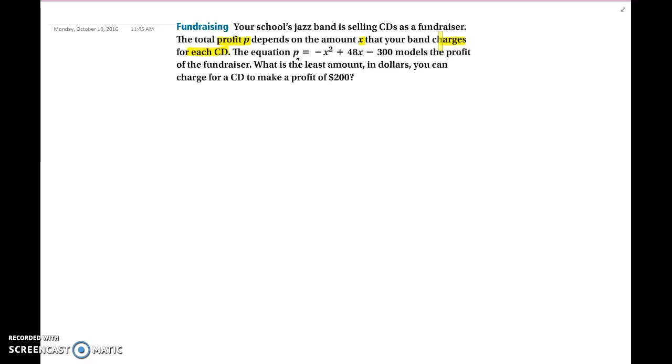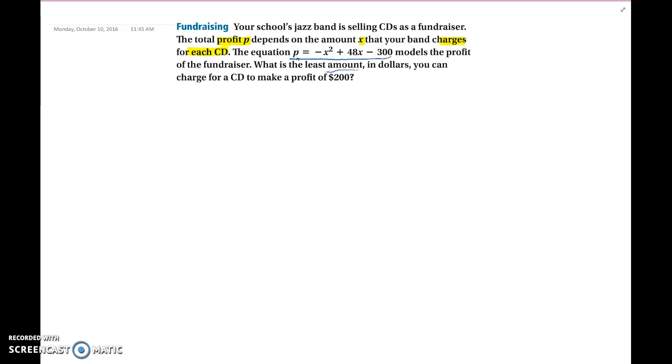All right, so then you're given the equation that P is equal to negative X squared plus 48X minus 300, where P is our profit, so it tells us how much we make or how much we made for selling our CDs, where X is the amount of money that we charge. So we can change how much we want to charge, and we want to figure out our profit. So this equation models the profit of the fundraiser. What is the least amount in dollars that we can charge to make a profit of 200?